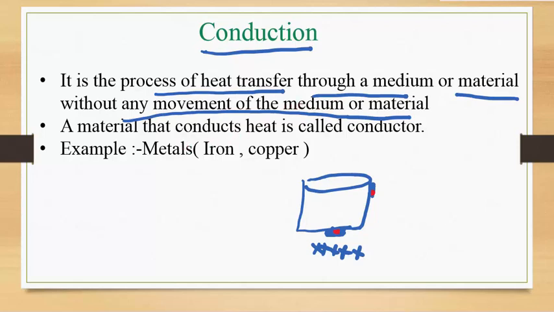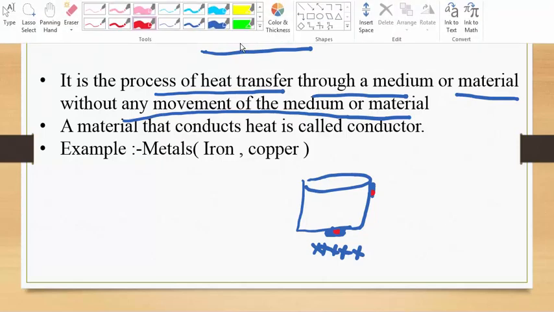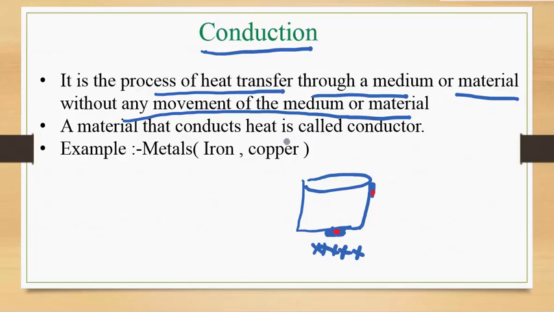Now a material that conducts heat is called a conductor. The examples of conductors are all metals like iron, copper.